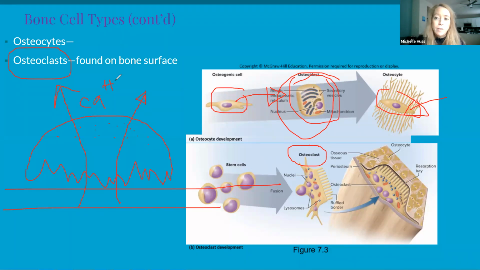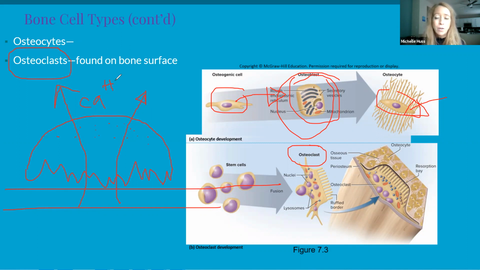Osteoclasts are found in the same places as osteoblasts. They're both found together. So I have an osteoclast. It comes up and it starts breaking down some bone. I'm going to grab some of the calcium out of the bone. Now my little osteocyte is free. It becomes an osteoblast again, and it can secrete more bone.